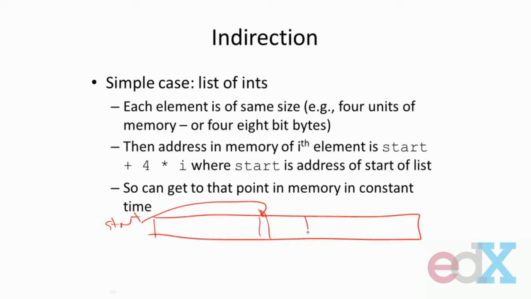Then, if I'm breaking up my memory into 4 units at a time, then the location of the ith element, I can actually compute. I want to get to start, and then I take 4 times i to get out to the location of the ith element. So start gets me to here, and adding 4i gets me out to that element. I can basically compute exactly where to go to get to the beginning of the ith element.